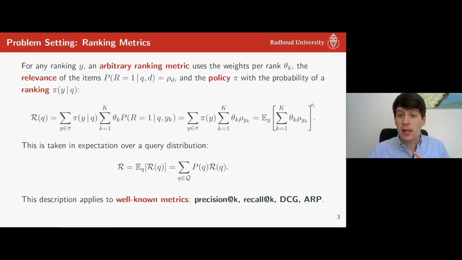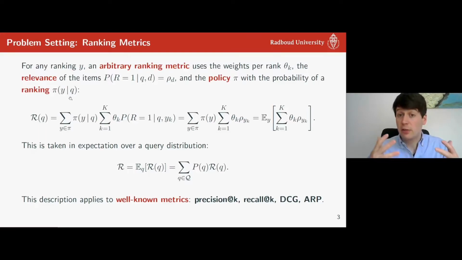The other part of this paper is ranking metrics. So we want to optimize ranking metrics. And what I mean with ranking metrics is what I want to display here. So for any ranking y, a ranking metric, which can be very arbitrary, we call it a ranking metric if it uses a weight per rank. So we have the theta k here. For rank k, we have this weight, which is just a number. And we have the relevance of items. So we have a number for each rank, and we have a number for each item. And then we have the probability by the policy pi of showing this ranking given a query Q.